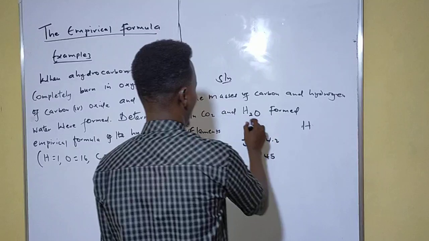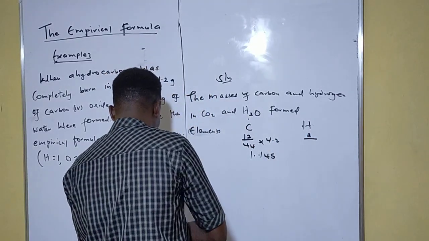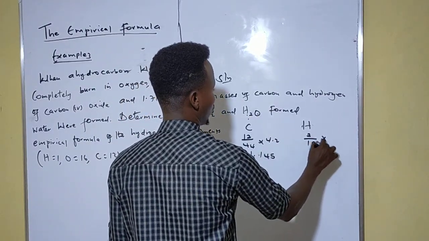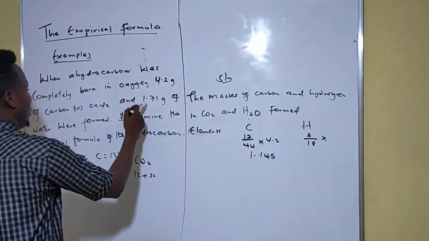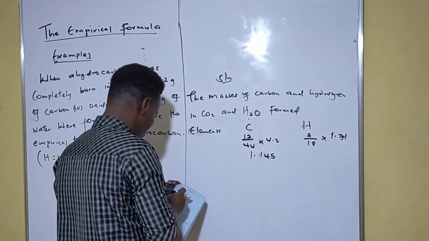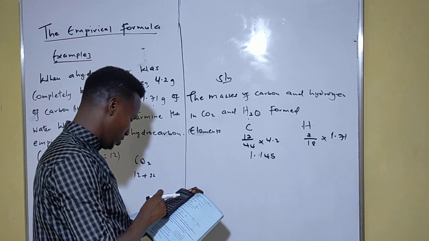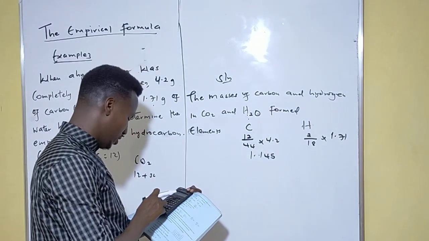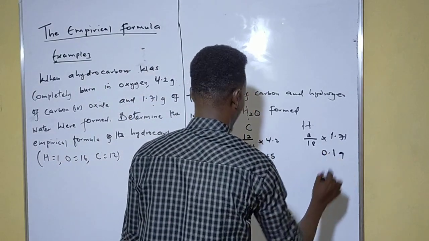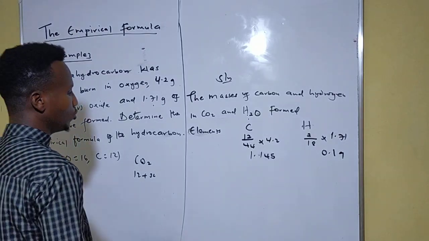What about this one? Hydrogen is 2 here, so hydrogen is 2 over total. Remember the total of water is what? 16 plus 2 is 18, times also the mass of water formed, which is 1.71. So that will give us 1.71 times 2 divided by 18, okay, so that is 0.19.